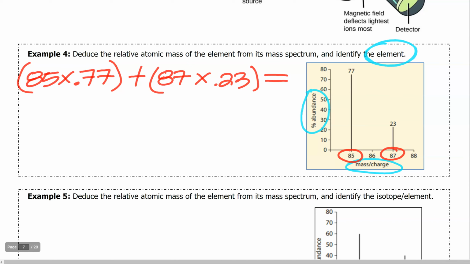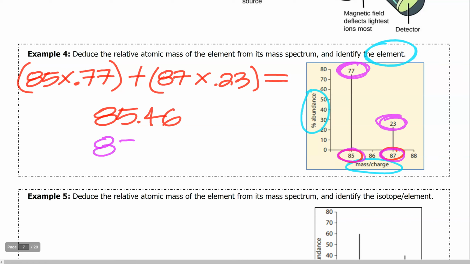And I got an answer of 85.46. So let's see if this answer has any chance of being correct. So the way you do that, you look at your data. 77, 23, it's got to be between 85 and 87. So my answer as an average has to be between these two numbers. 85.46 is, okay, that's good.